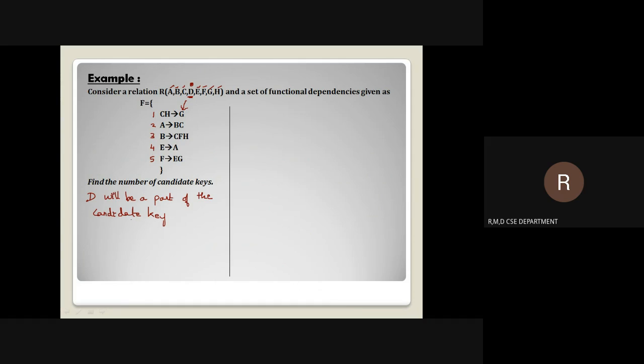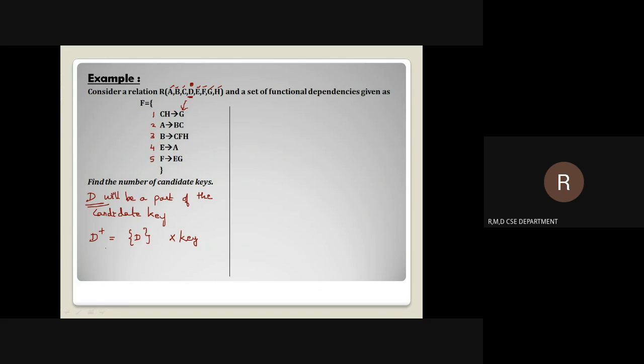Now, whether D is the candidate key or not can be determined only by finding the closure of D. So D determines itself, and looking at the given 5 functional dependencies, D doesn't determine anything else. So D determines D alone. Can we call it a key? No, right? We can call an attribute a key attribute only if it determines all the attributes of the relation. D is not such an attribute, so it is not a key.